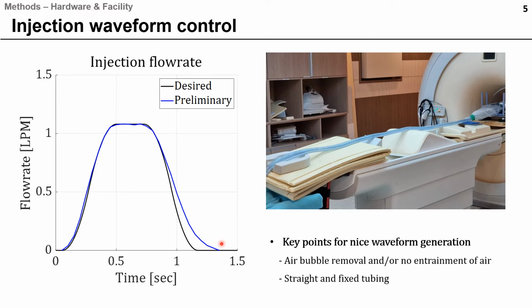So we tried to remove the air bubbles from the entire system, and also we paid attention to prevent new entry of air bubbles. And lastly, we also made the hose line as straight and fixed as possible. And this attempt actually worked. So our injection flow rate was improved like this, and it fit the desired waveform better than the preliminary test.